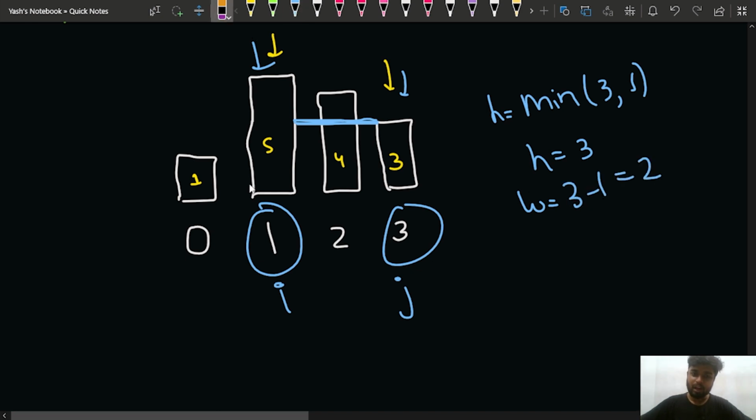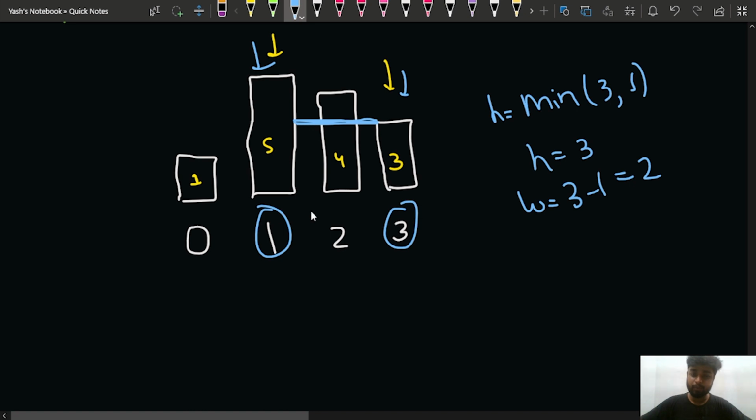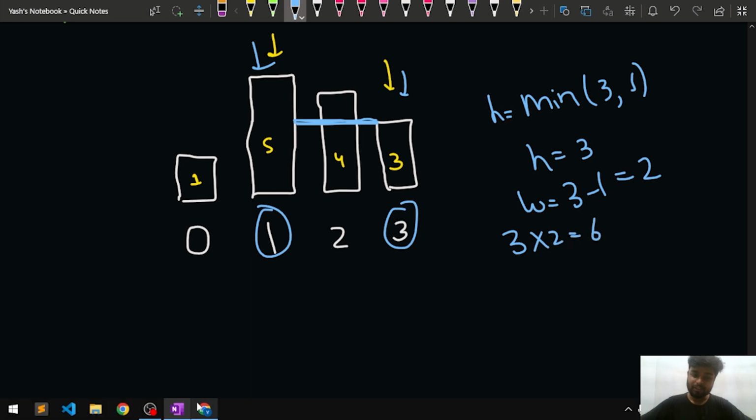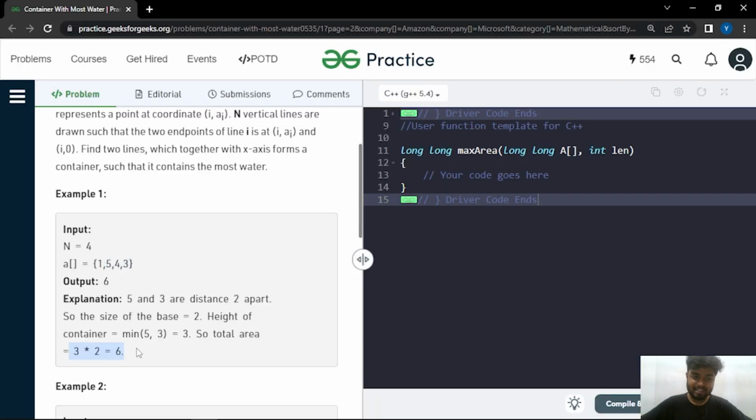Now if I observe, how much water will I be storing between the second pillar and the third pillar, which are of height 5 and 3 respectively? The amount of water that I'll be storing will be nothing but the height into the width, that is 3 into 2, so this will be 6, right? So you can see that for this case the answer is actually 6.